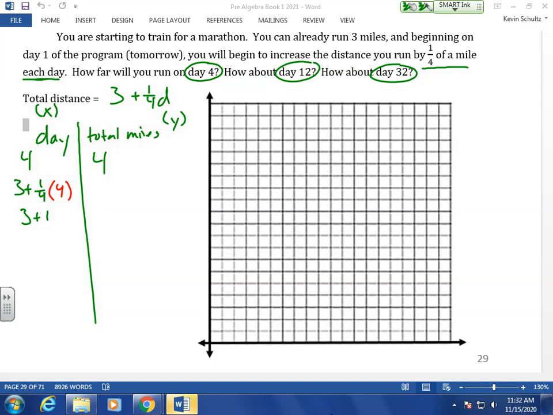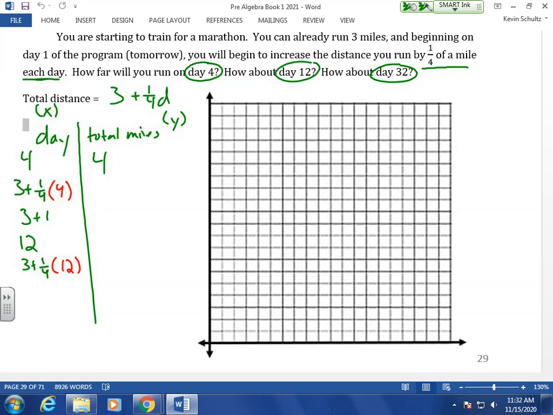Right? Which makes sense, because if we go up by 1/4 of a mile for 4 days, a quarter, then a half, then 3/4, then 4/4, or 1 whole, it'll take 4 days to get that next full mile. The next test, day 12. So now we have 3 plus 1/4. We're going to multiply that by 12, because that's the number of days that we want.